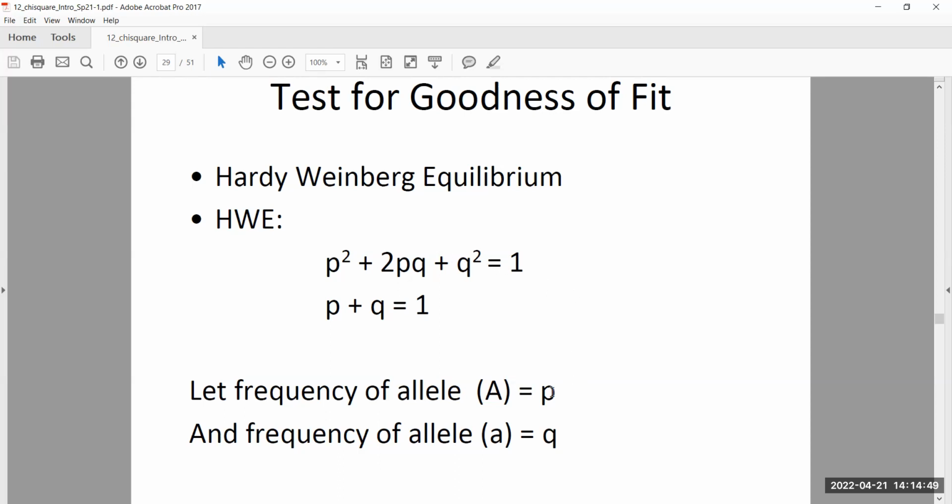So we're going to use some notation. Let little p be the frequency of, say, the big A allele, and little q be the frequency of, say, a little a allele. Doesn't matter what we call the alleles.